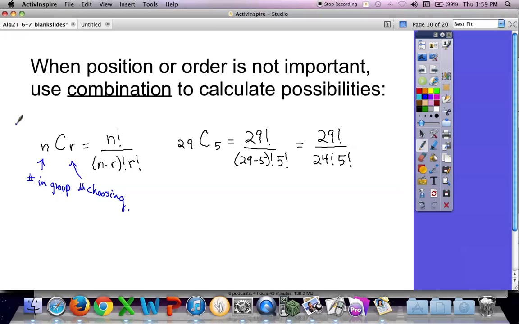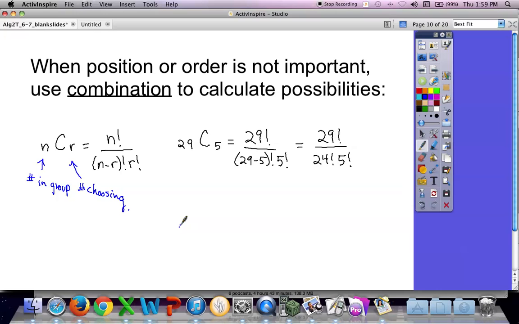So if I was doing this, how many groups of 5 could I take from a class of 29? That would be 29 factorial over 29 minus 5 factorial, 5 factorial, which looks like 29 factorial over 24 factorial, 5 factorial. But again, you don't even need to do that, right?